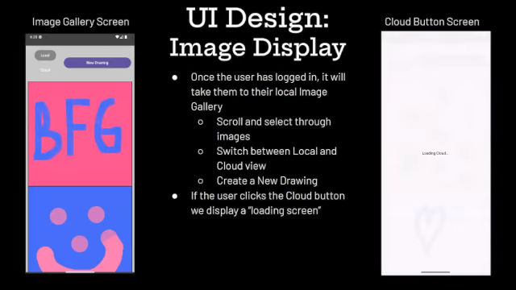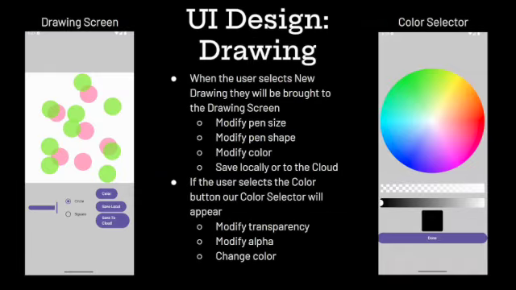After logging in, you're greeted with the image gallery screen. It has some controls in the top left. There's the local selection, which shows all local images, and then the cloud selection, which shows all the cloud images. On the right, you can see a little screenshot of the loading screen, which again is as simple as we could make it. Once you either tap New Drawing or tap on the image you would like to edit, you're brought to our drawing screen.